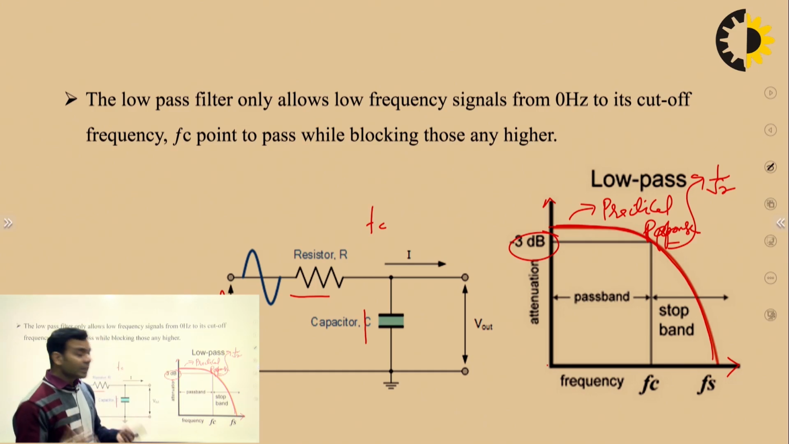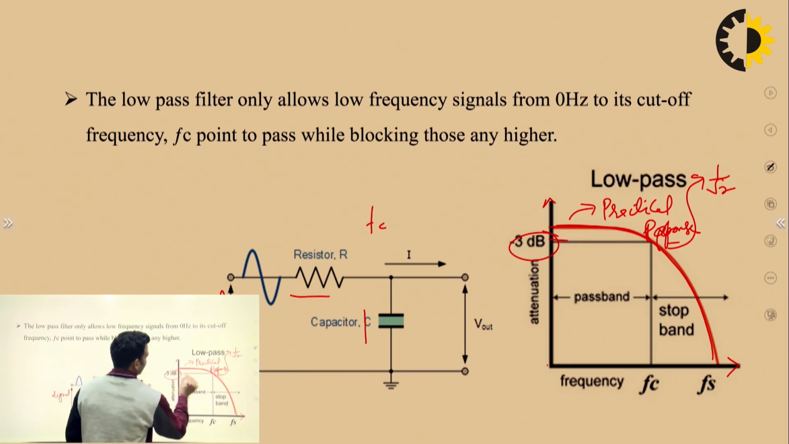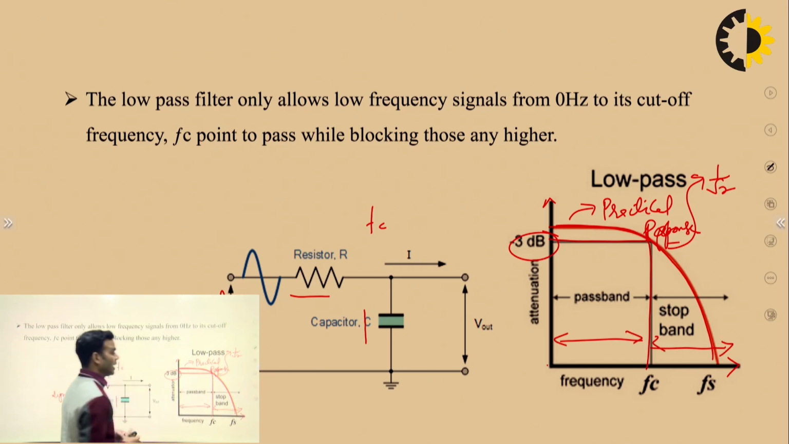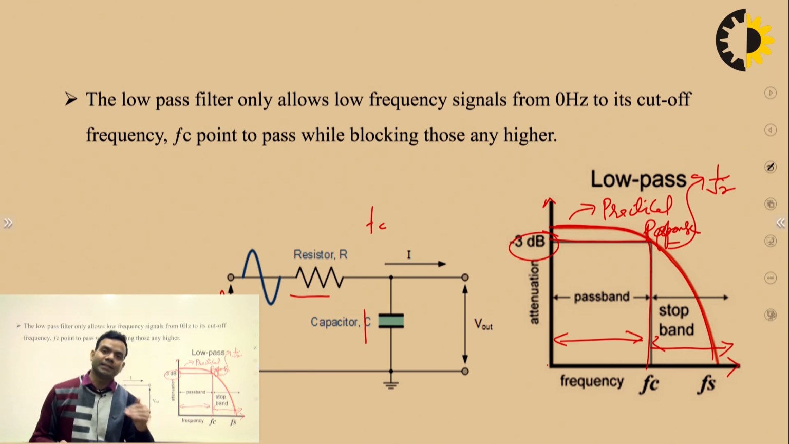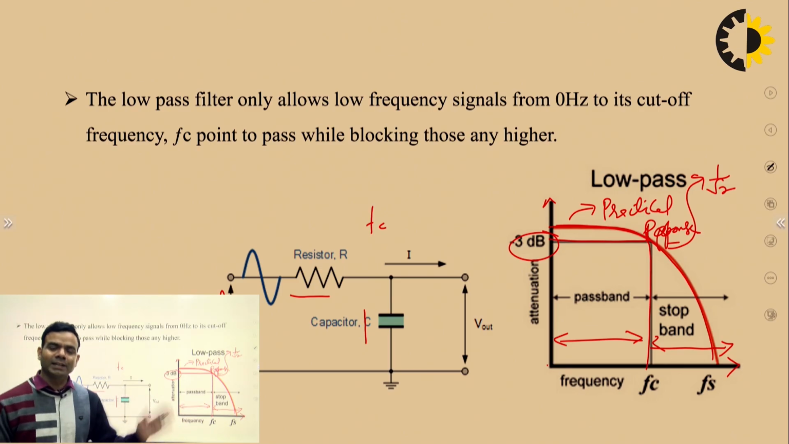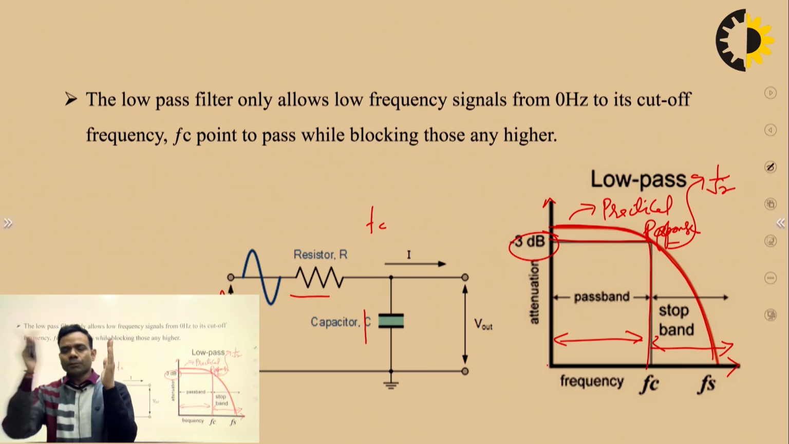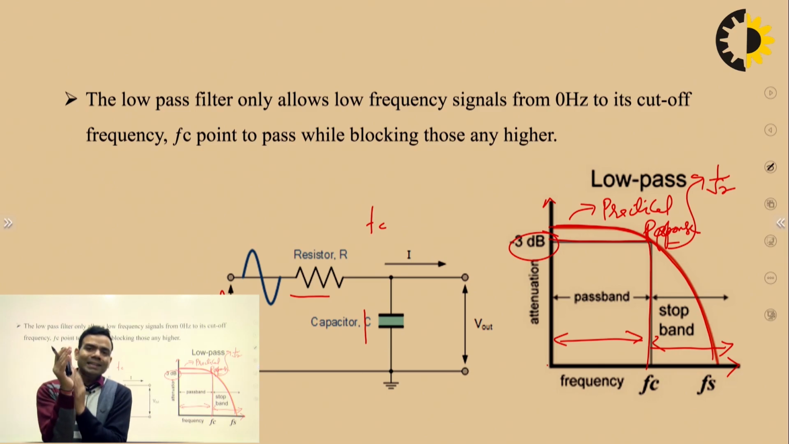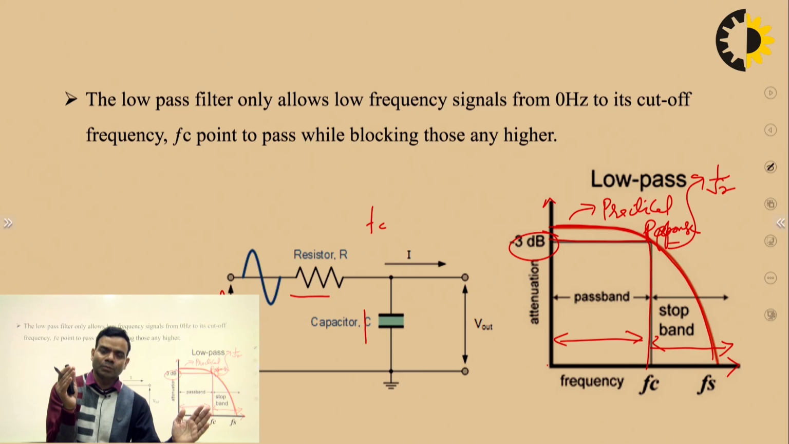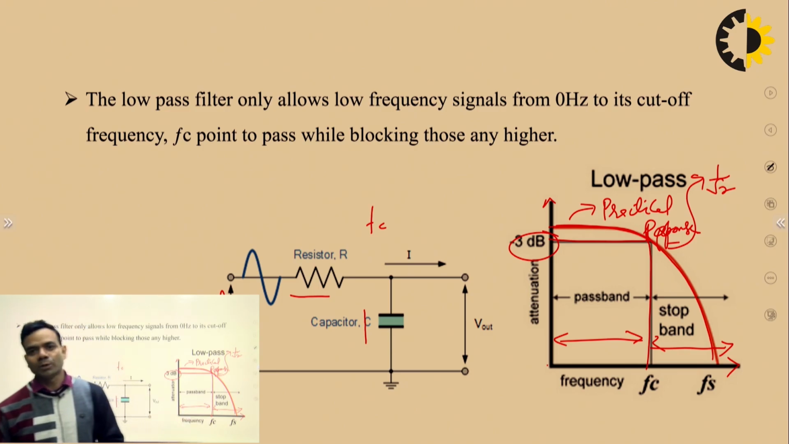And the ideal response is shown like this. All signals pass before this frequency, and it will stop all the signals after the cutoff frequency, but that happens only ideally. Practically, there is no filter which can pass all the frequencies before the cutoff frequency and immediately after the cutoff frequency stop all the signals which have frequency more than Fc. No, practically it is not possible.